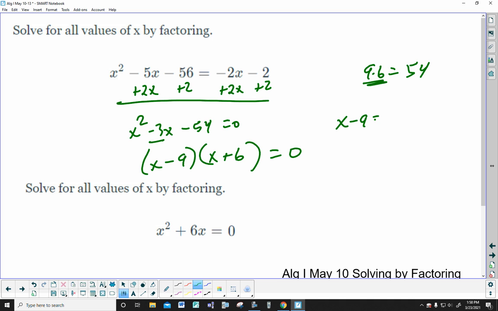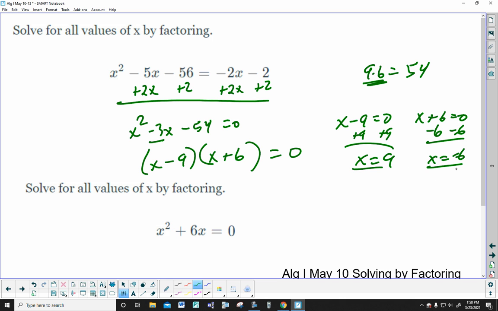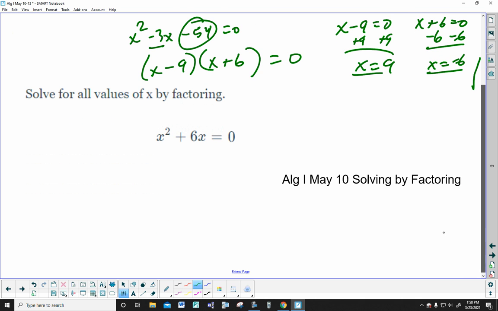Now set these two things equal to 0. Add 9 to both sides. Subtract 6 from both sides. And there are your two answers. Okay? Now, in all these, they were trinomials. They had 3 pieces. This isn't a trinomial. So how do you do it?